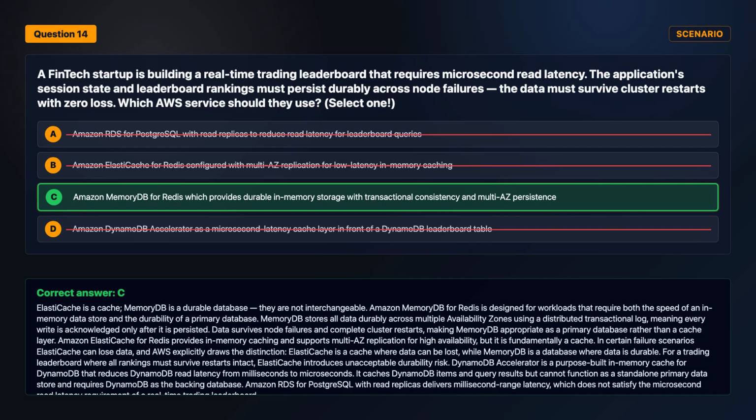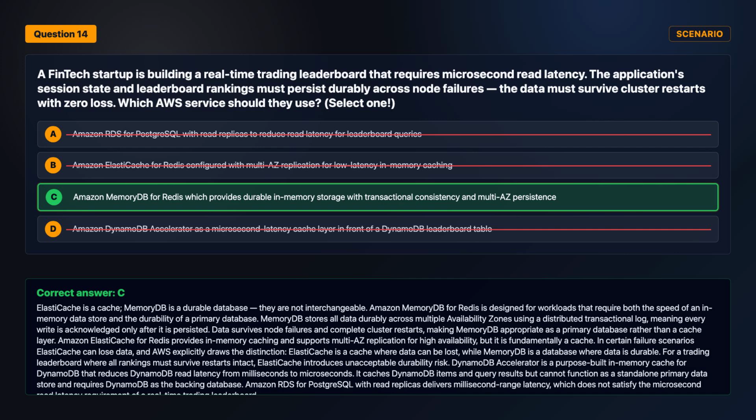than a cache layer. Amazon ElastiCache for Redis provides in-memory caching and supports Multi-AZ replication for high availability, but it is fundamentally a cache. In certain failure scenarios, ElastiCache can lose data, and AWS explicitly draws the distinction. ElastiCache is a cache where data can be lost, while MemoryDB is a database where data is durable. For a trading leaderboard where all rankings must survive restarts intact, ElastiCache introduces unacceptable durability risk.